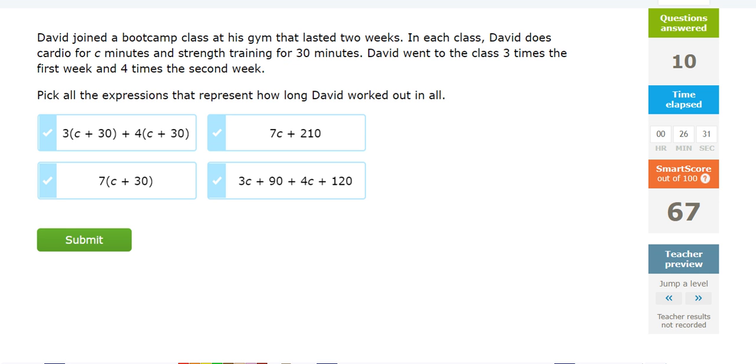So what is happening here? We go back through C. So there goes cardio for C minutes, strength training for 30 minutes. He went to the class 3 times the first week, 4 times the second week. All righty, well, let's see. What is he doing in each class? He does the same thing. So you have the cardio plus the strength training each time.